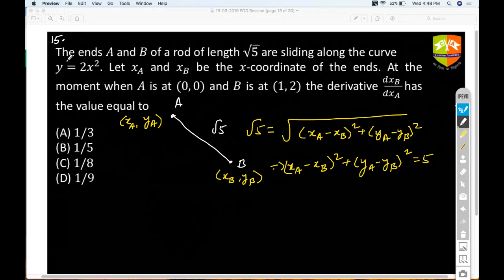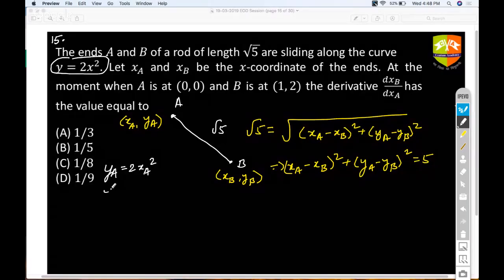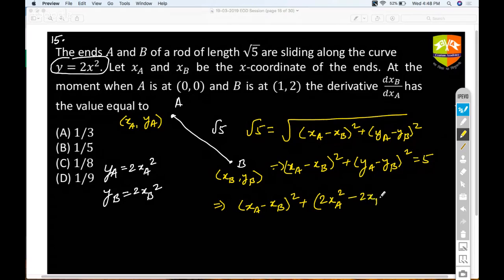Now we know that they are lying on this parabola y is equal to 2x square. So I can say YA is 2XA square and YB is 2XB square. Okay. So I can write this as XA minus XB square, and this I can write as 2XA square minus 2XB square, whole square. Okay, so that's given to us as 5.